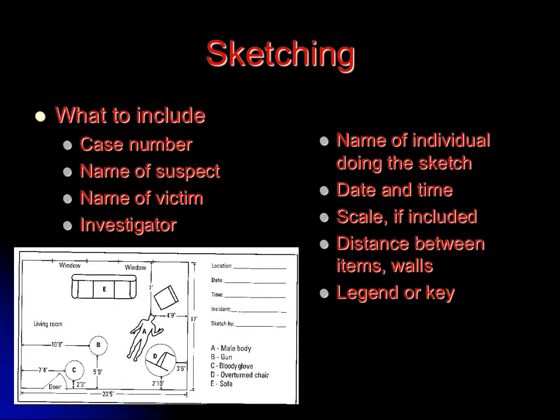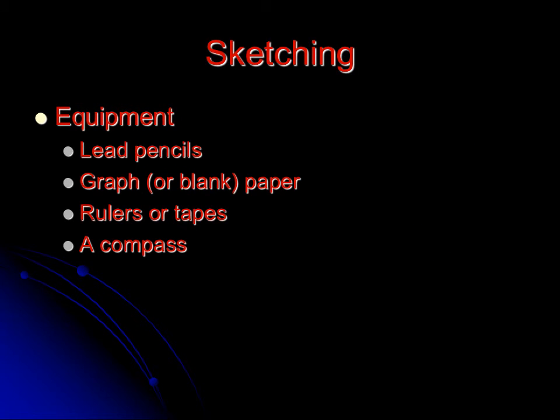Sketching includes all this stuff: case number, suspect, victim, investigator. You can see bottom left shows a good example. Who did the sketch, their time, if it's to scale, what the scale is, and if it's not to scale, and distances and a legend if you need that too. If you hand do them, these are kind of what is required. This is nothing you need to know for the test.